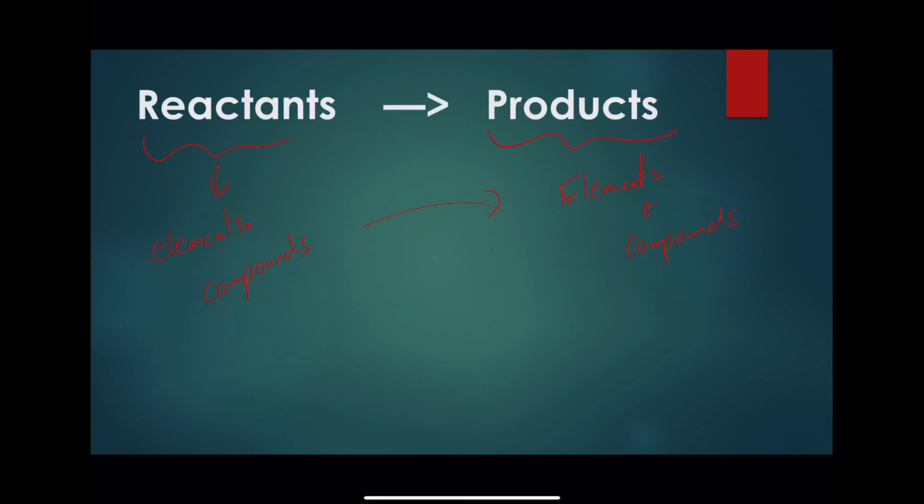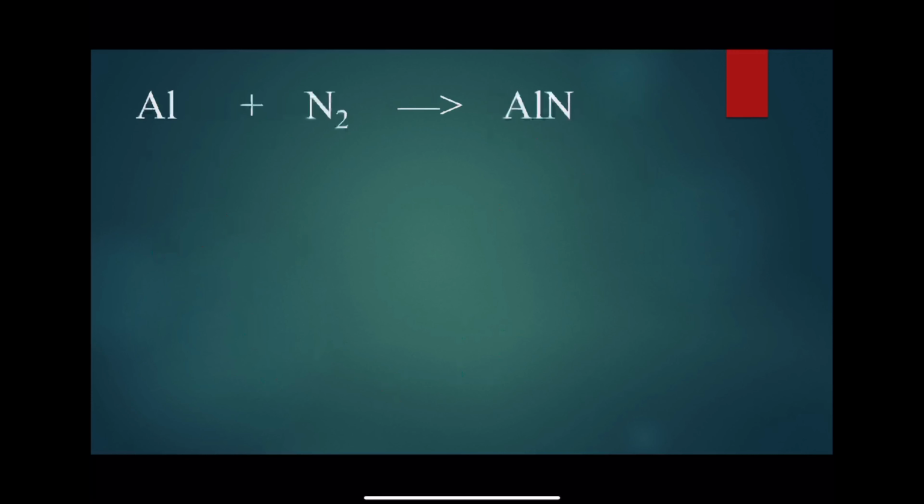The trick about balancing chemical equations is, think of it just like a scale. You have to have the same number of every element on this side as on this side to keep it nice and balanced, so that one side doesn't have more than the other. Take a look at problem number 1. We have aluminum and nitrogen making aluminum nitride.